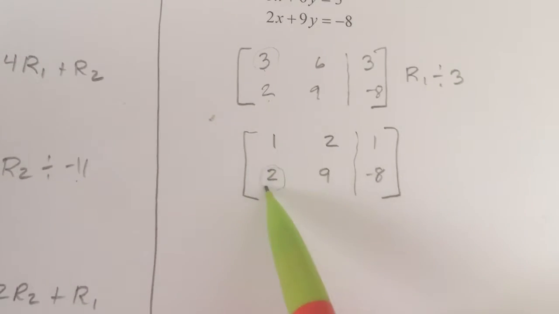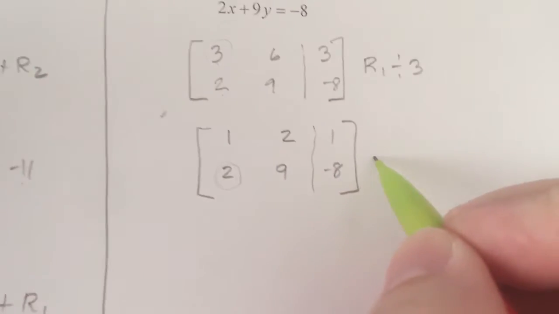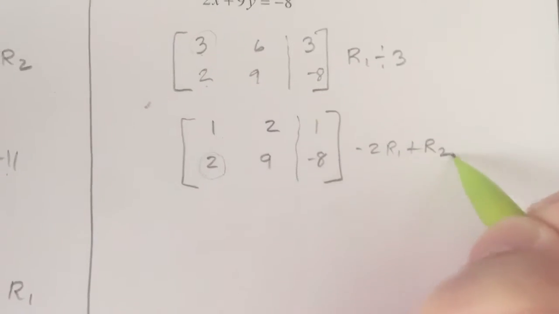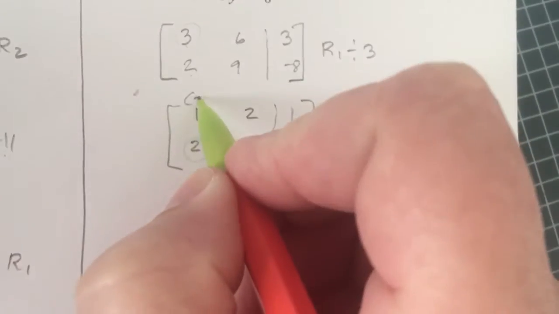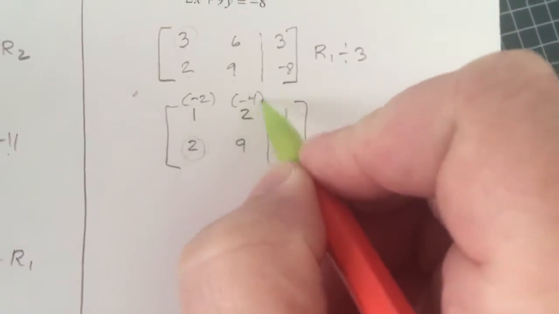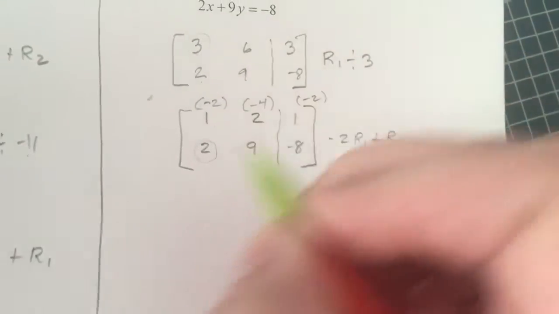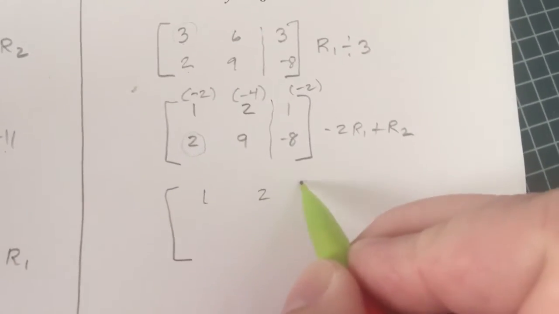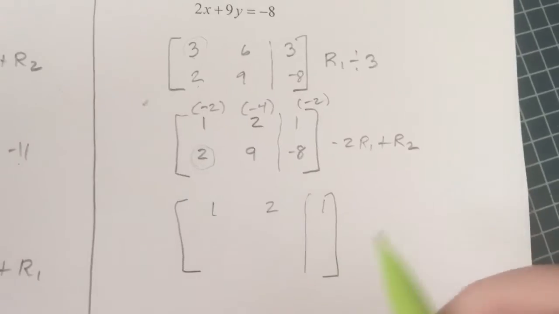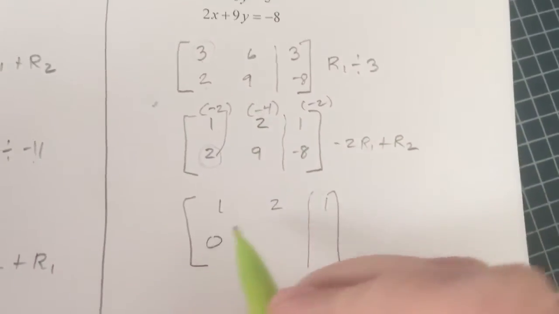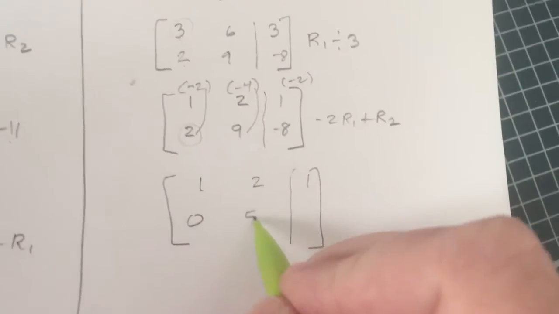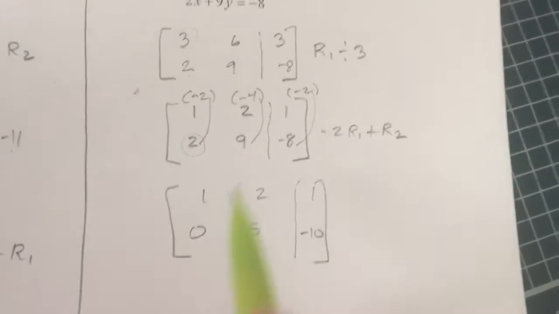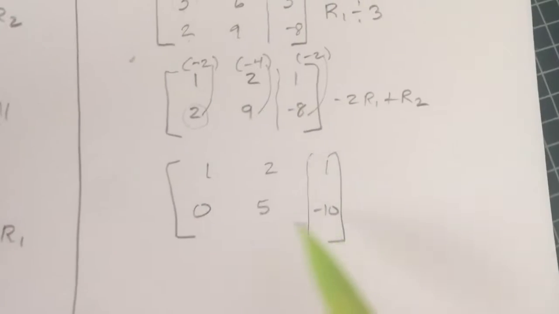Next thing we do is we make our 0. So we're going to take negative 2 and multiply everything in row 1 by negative 2, and add it to row 2. So we're going to multiply that by negative 2, that by negative 2, and that by negative 2. The numbers in parentheses do not become a permanent part of the problem, so I still have 1, 2, 1. I add it, I get 0. I add it, I get 5. I add it, I get negative 10. So column 1 is done. Woohoo! On to column 2.